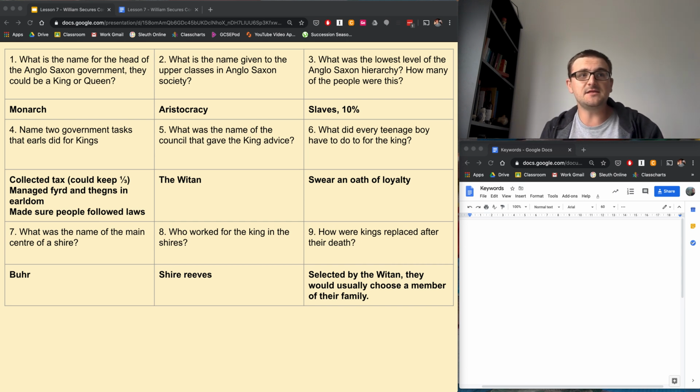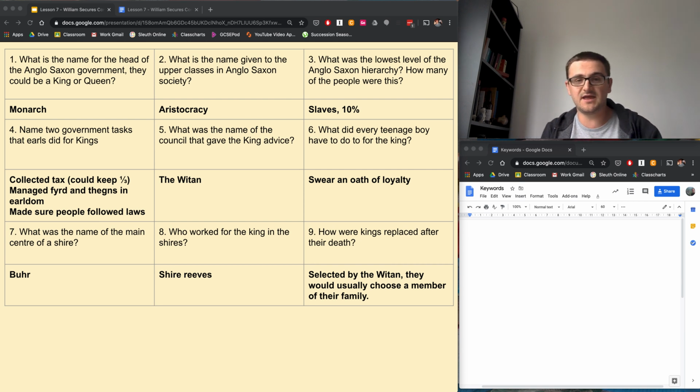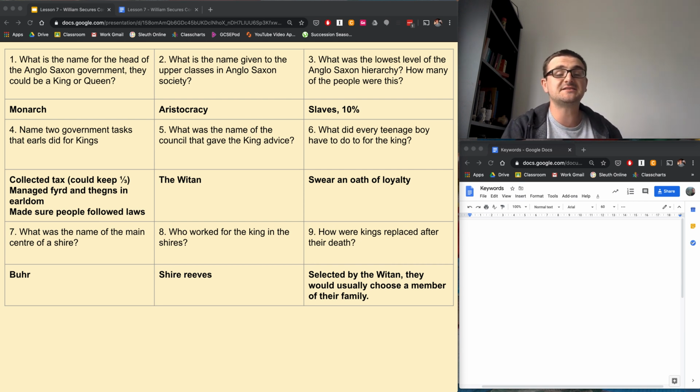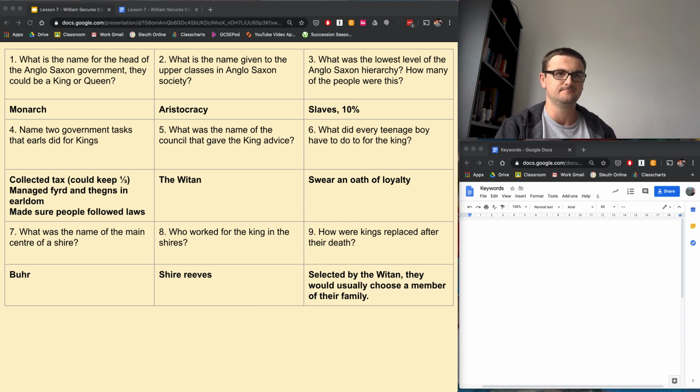4 is the earls collected tax for the king, and the Anglo-Saxon earls were allowed to keep 1/3 of that tax, which made them very wealthy. They also managed the fyrd and the thegns within their earldom, and they also made sure people followed laws within their earldom. The best way to think of an earl is they were essentially the main ruler of an earldom. They were in charge of it, and they helped control it for the king.